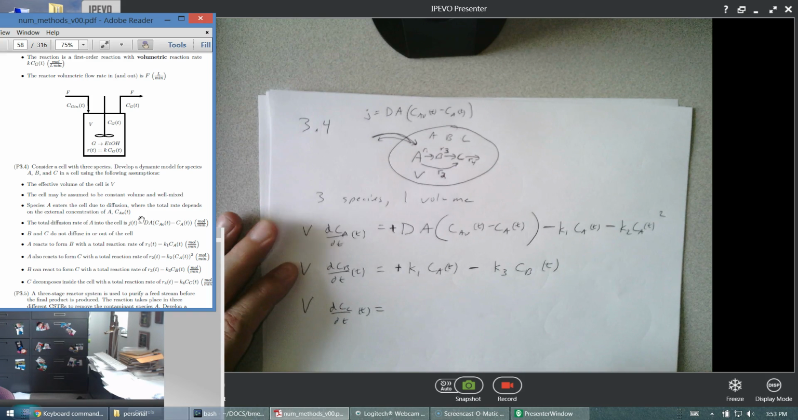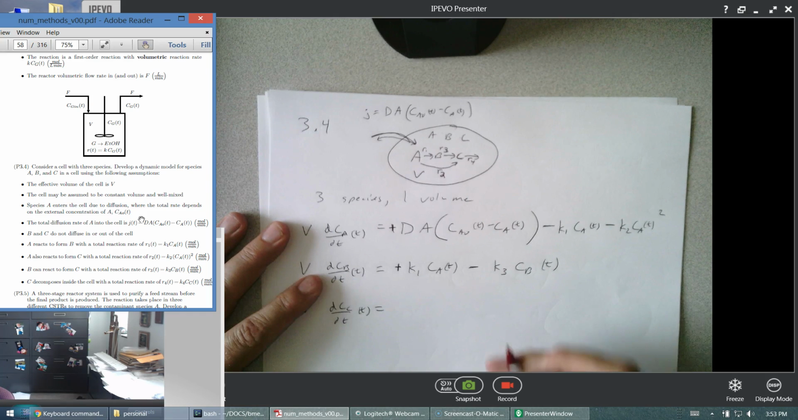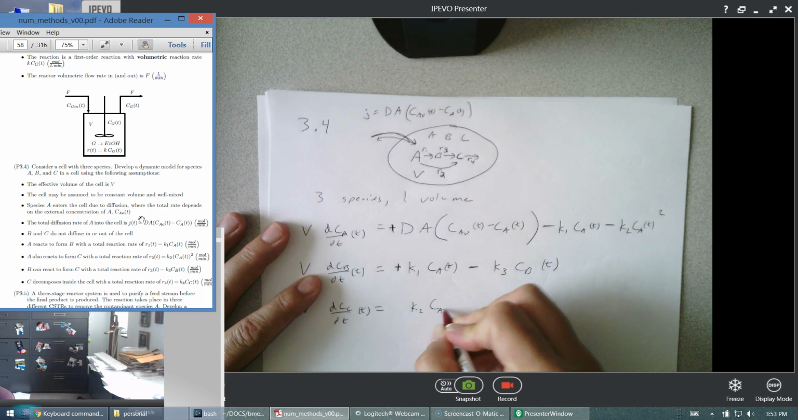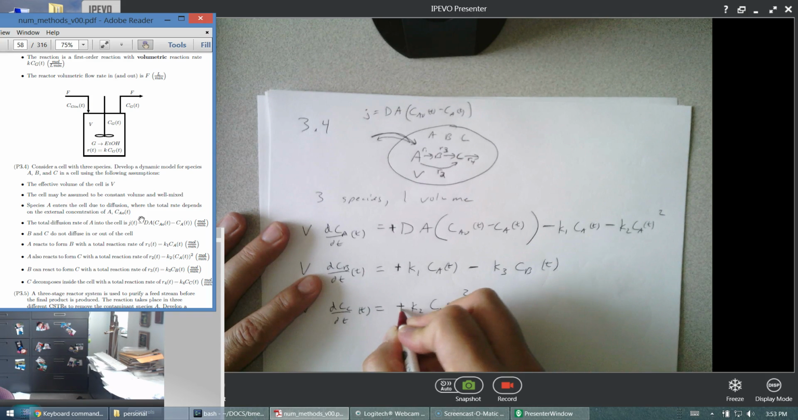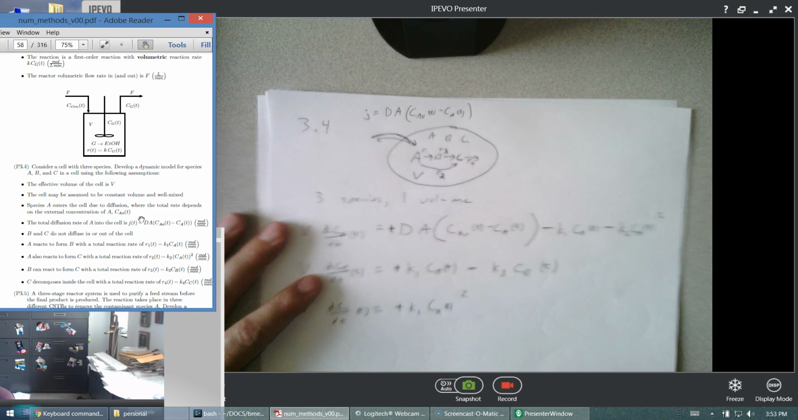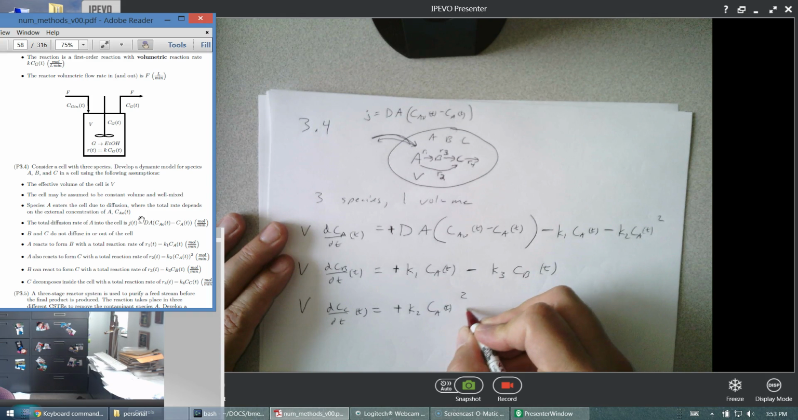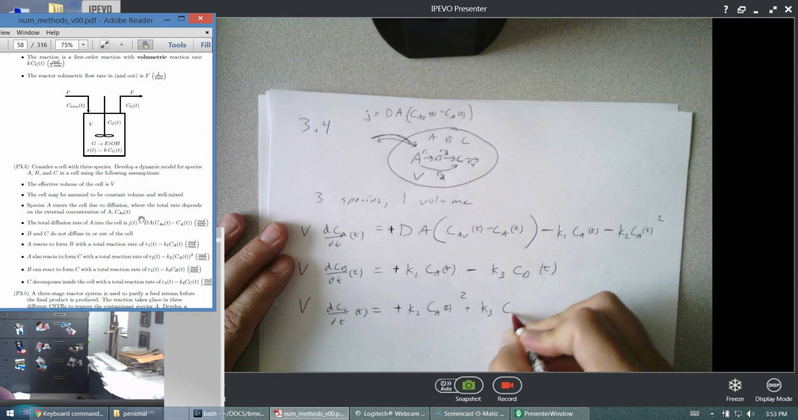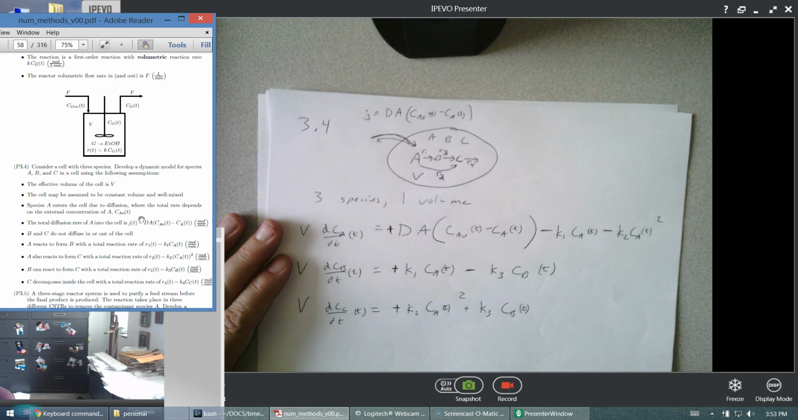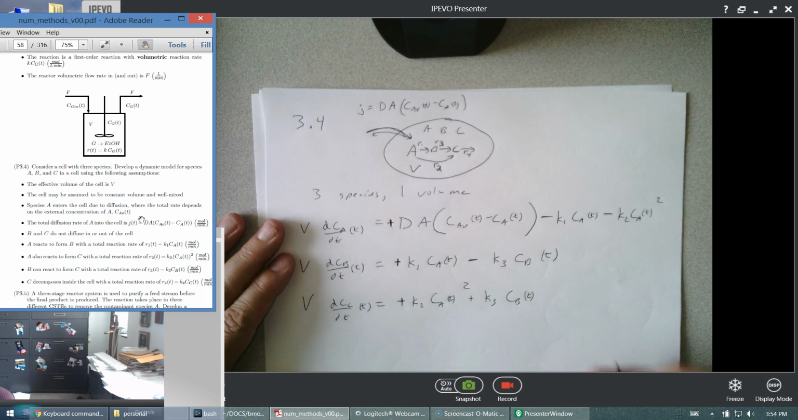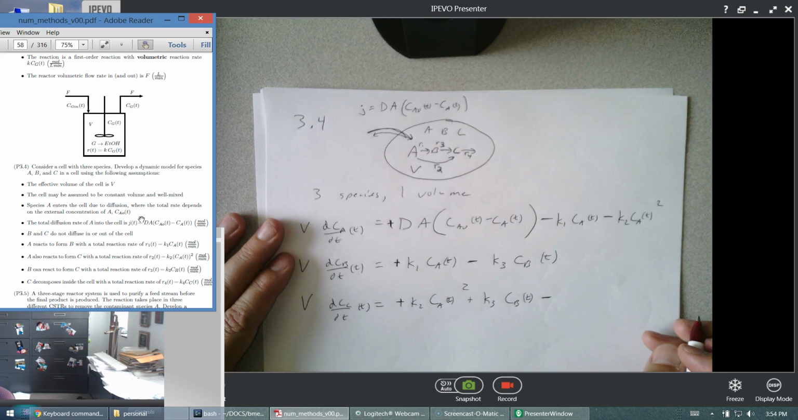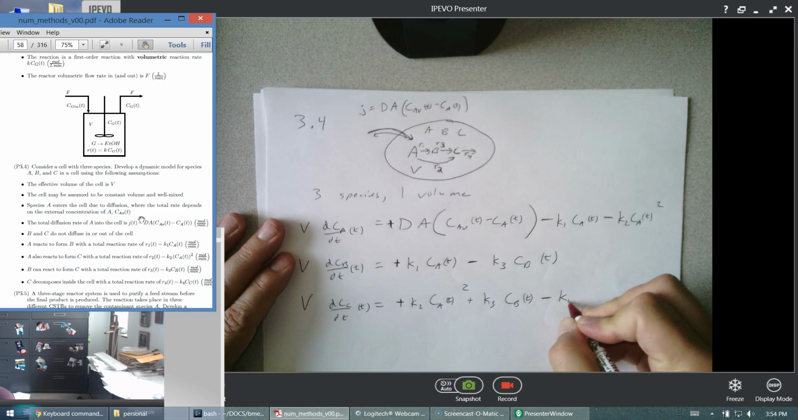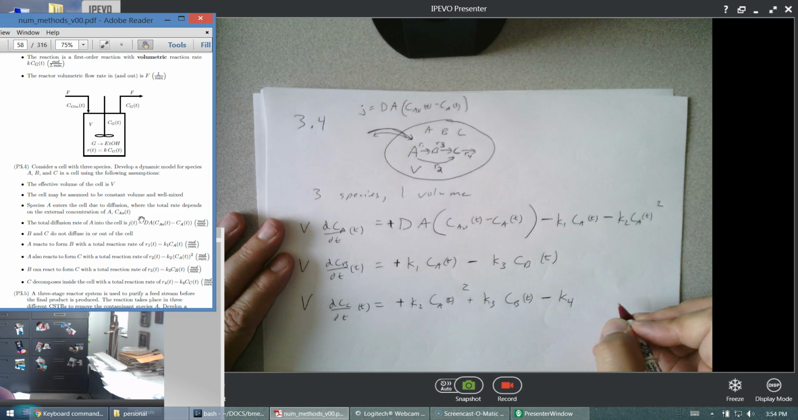Now species C, we have to figure out what else is going on. A is forming C with that rate K2 Ca of T squared. But B is also forming species C with the rate K3 Cb of T. Where does all that C go inside the cell? It has to leave, so we put down a negative sign. It's not leaving, it's being consumed with this other side reaction, K4 Cc of T.